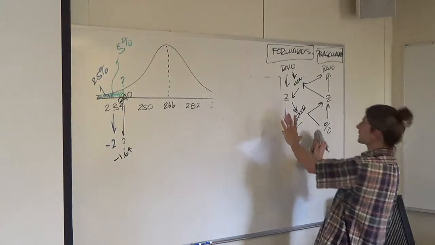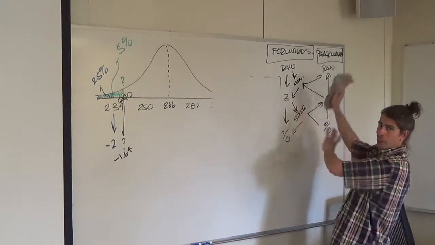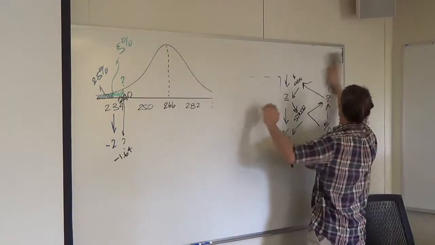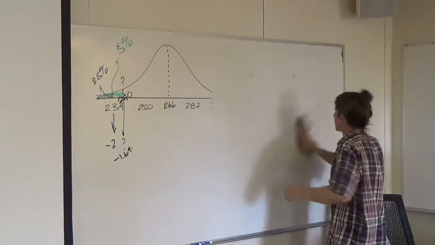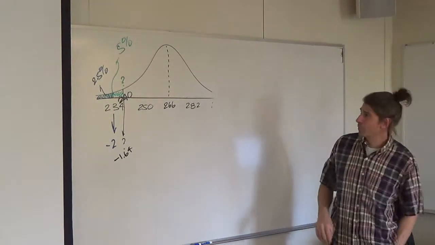Okay, can I erase this? Is that okay if I take this down? The forward, backward flow chart? I should make that in the PowerPoint, maybe. All right, there we go.